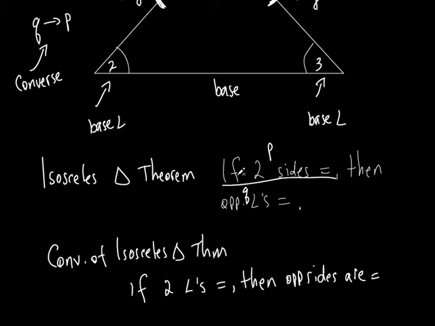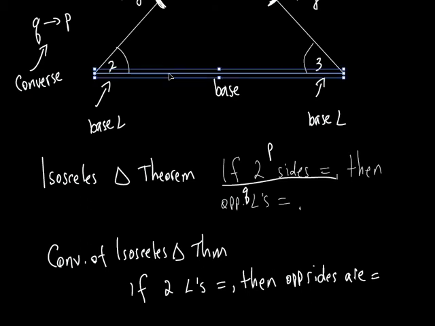The theorem itself says if you have two sides of a triangle that are equal, then those two opposite angles are going to be equal as well. Or you can flip it around and do the converse of it. The converse says this. If you have two angles of a triangle equal to each other, and that's all you know, what does that mean then? It means the opposite sides are going to be equal to each other as well. Does that make sense?